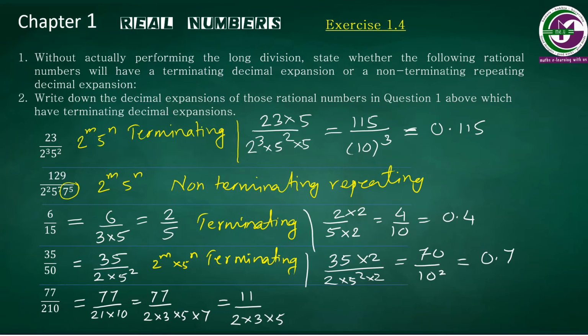Still there is a 3 extra here other than 2 and 5. If you get any factor other than 2 and 5, it is a non-terminating repeating decimal expansion. So this fraction has non-terminating repeating decimal expansion. Hope the concepts are very clear. It is very simple. Okay, so we'll move to question number 3.